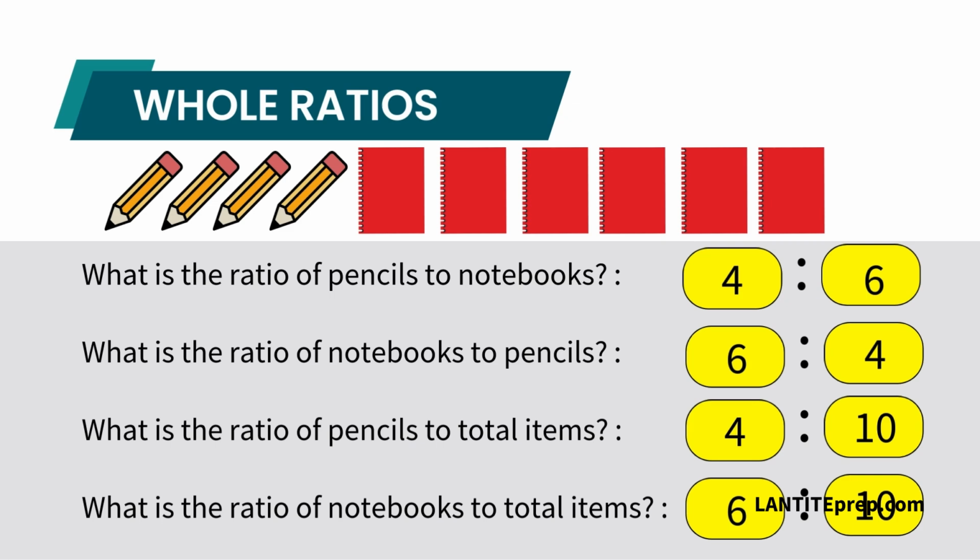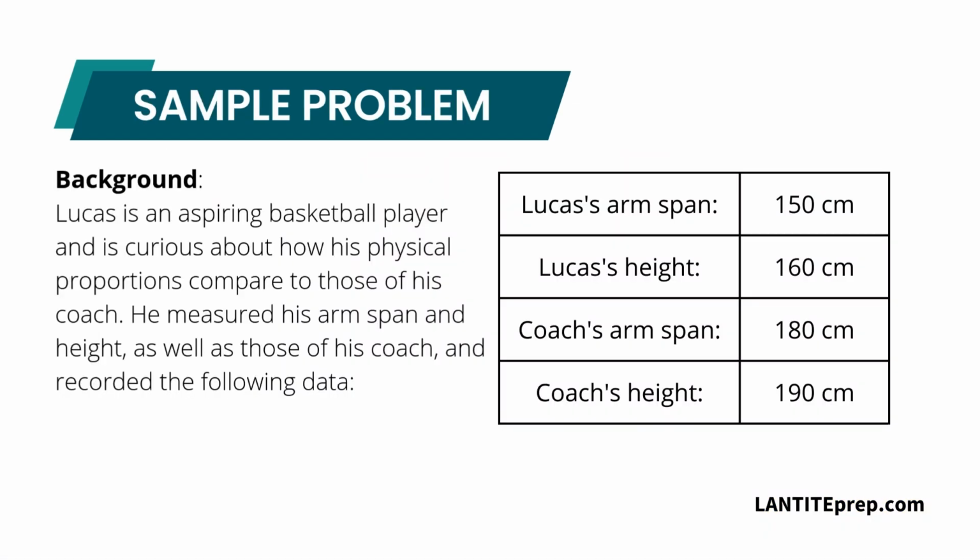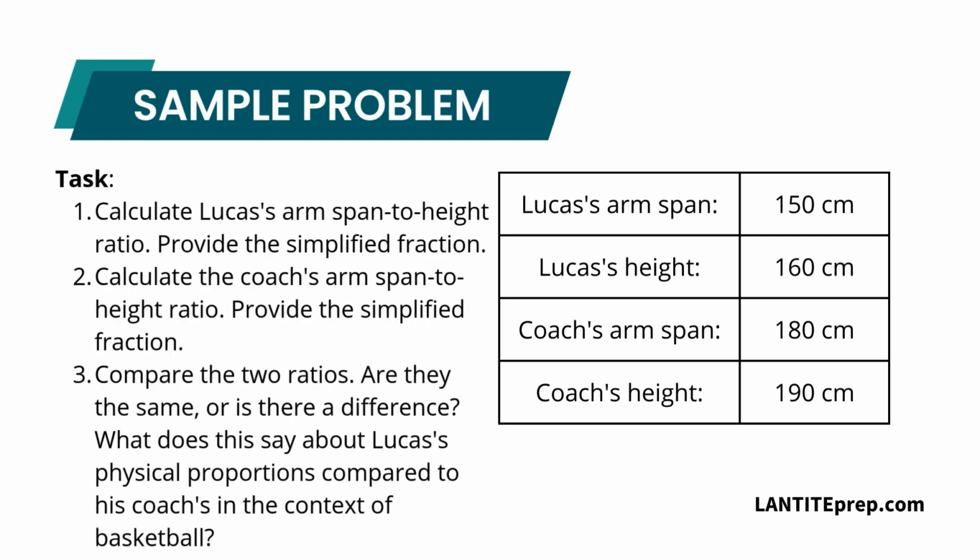Before we end this lesson, let's walk through one more problem similar to what you could receive on test day. Starting with the background information. Lucas is an aspiring basketball player and is curious about his physical proportions compared to those of his coach. He measured his arm span and height, as well as those of his coach. Pause the video to understand the numbers in the table to the right. Great. Now, read the 3 tasks on the left. Pause the video here and try your best to solve each. When you're ready, push play and we'll go over each answer.